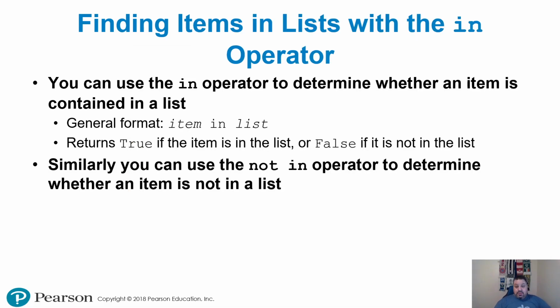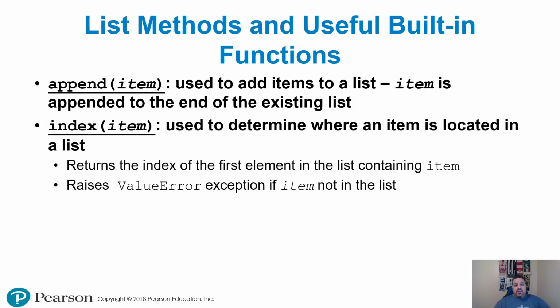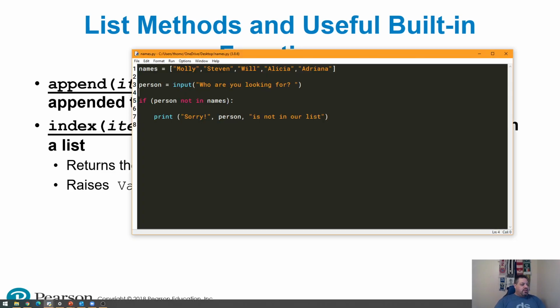All right, what else can we do with lists? I promised you a whole bunch of stuff. More built-in functions for working with the list object. Append, index, we can figure out where things are. We can add things to the list, respectively there. So let's take them one at a time.